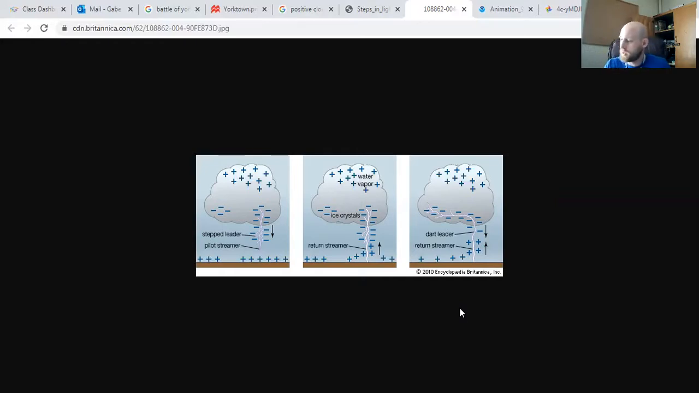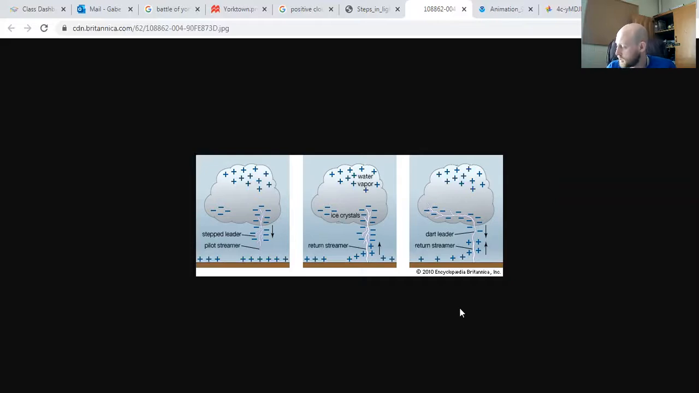So the reason that dart leader happens is because there's still so much electrical energy in the cloud that it has more to release. And again, there's already a channel of connection. So the negative is going to end up going down, and it's much faster. And like I said, it's that flickering that we get from a light bulb. That is our dart leader.